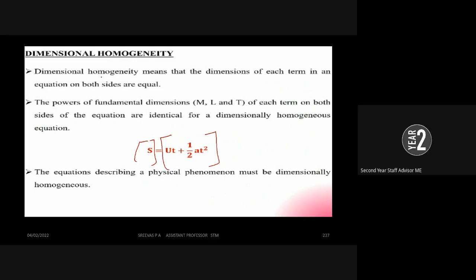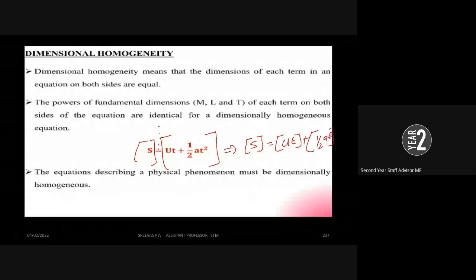Okay. Dimensional homogeneity means the dimension of each term in the equation should be the same. That means if you consider an equation S equal to UT plus half AT square, this equal sign will divide the equation into two sides. So according to the homogeneity principle, the dimension of each term should be the same. That is, dimension of S is equal to dimension of UT plus dimension of half AT square.